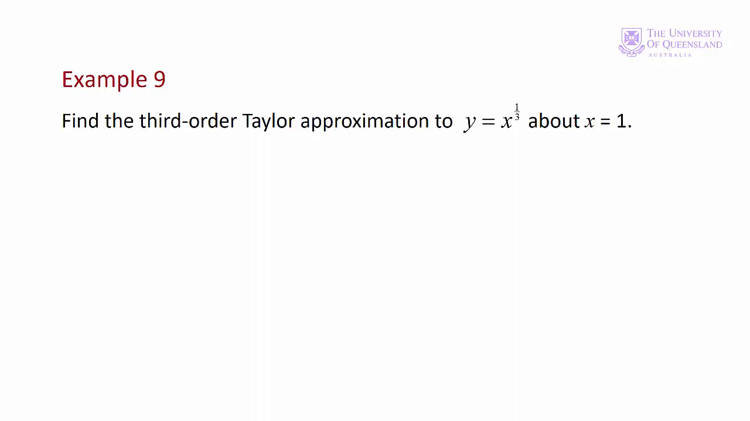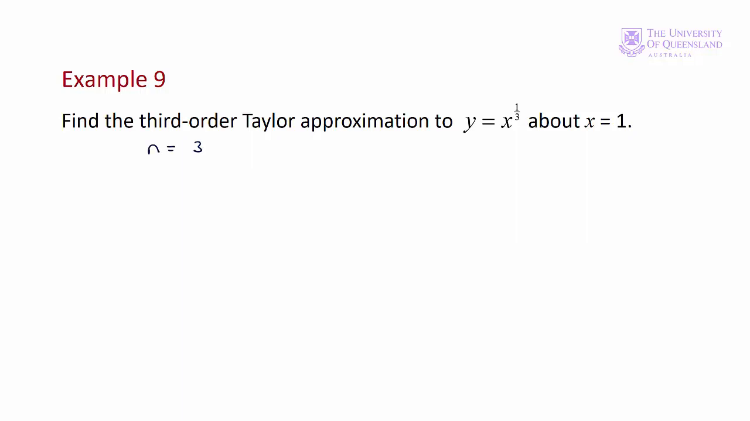In example 9, we find the third order Taylor approximation to the function we looked at in examples 6 and 8. That is, y equals the cube root of x about the point x equals 1. It's a third order approximation, so we have that n is equal to 3.